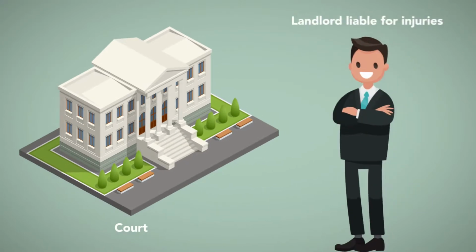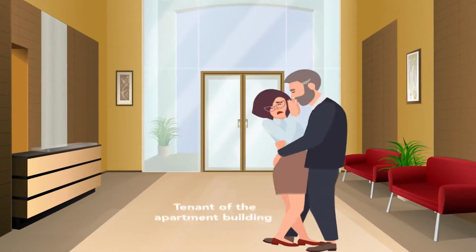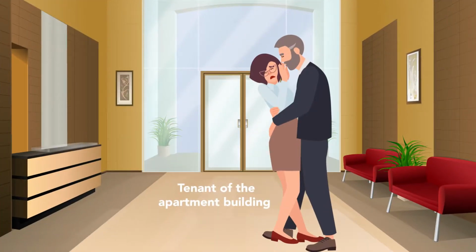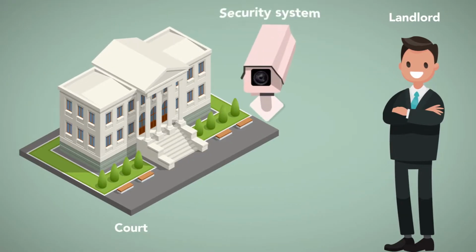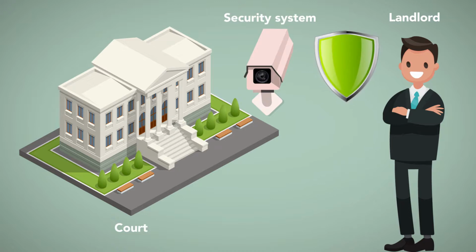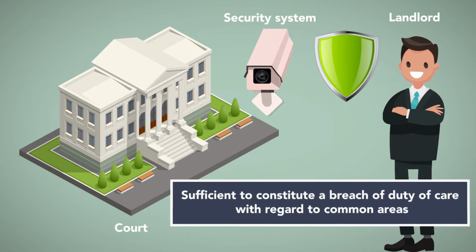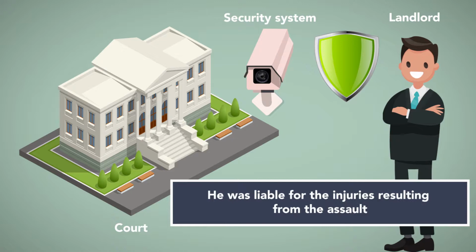One court found a landlord liable for injuries when a tenant was assaulted in the lobby of the building in which the tenant leased an apartment. The court held that the failure of the landlord to install a security system or take other steps to secure the lobby of a building in which assaults are known to occur was sufficient to constitute a breach of the duty of care with regard to common areas. Thus, he was liable for the injuries resulting from the assault.